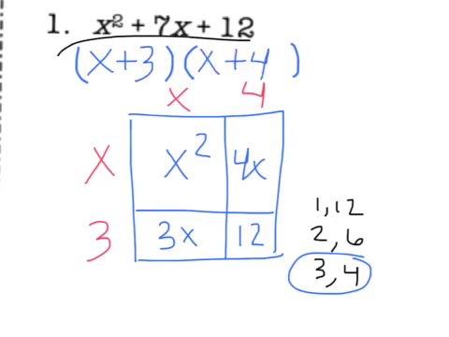The only thing that really could be different here would be the order of the factors. You could have x plus 4 times x plus 3. The nice thing about factoring is you really always know if your factoring is right just by expanding.